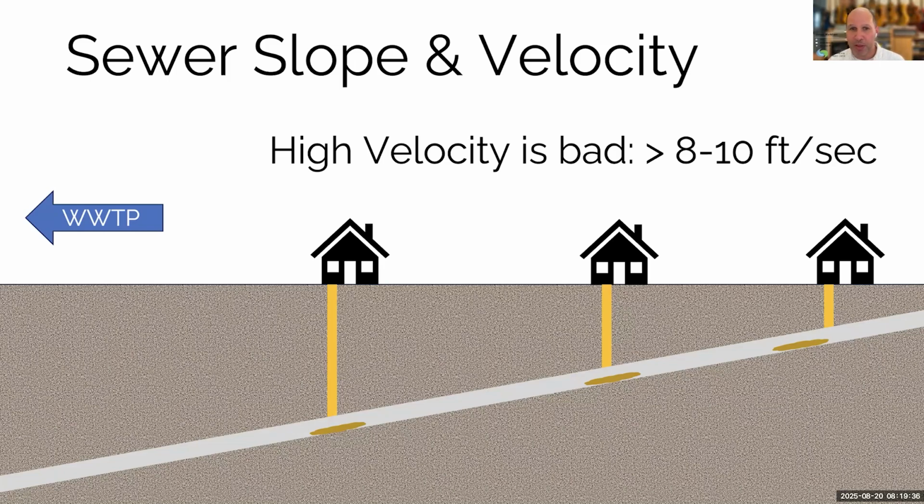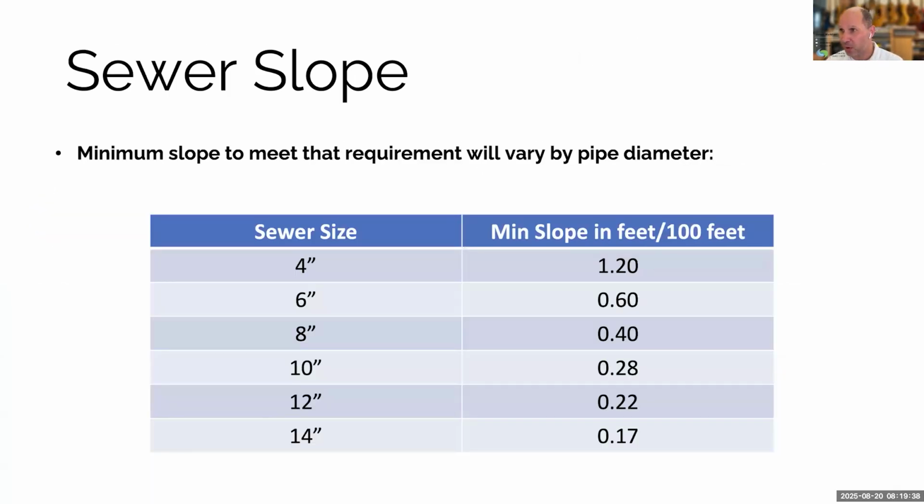Like I said, you don't need the formula, because there are tables available to show designers and folks in the industry what kind of slope you need to get the appropriate velocity for different sizes of pipe. And this is an example right here. The thing I want to point out here is that the smaller the pipe is, the steeper the slope has to be to get that velocity.